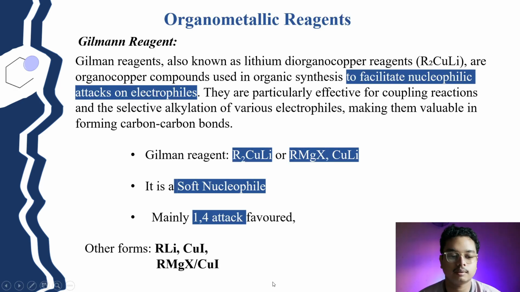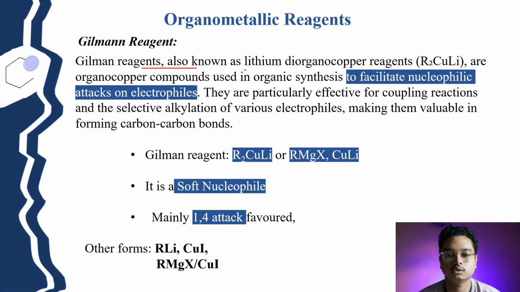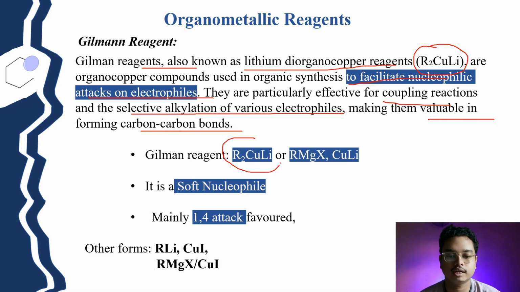So first let us talk about the Gilman reagents, also known as the lithium organocopper reagent. It is written like this: R2CuLi. They are organocopper compounds used in organic synthesis to facilitate nucleophilic attacks on electrophiles. They are particularly effective for coupling reactions and the selective alkylation of various electrophiles, making them valuable in forming carbon-carbon bonds. So this is the structure of the Gilman reagent.